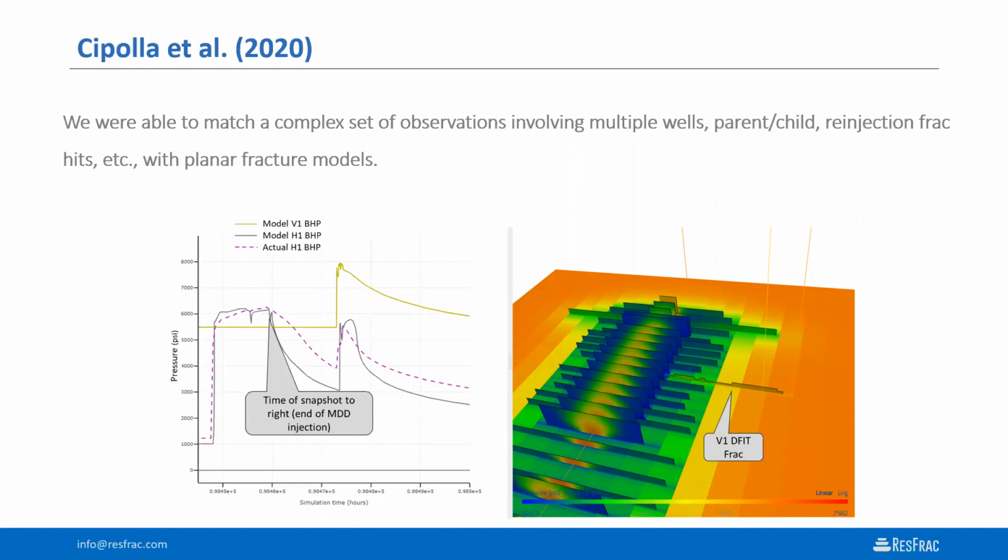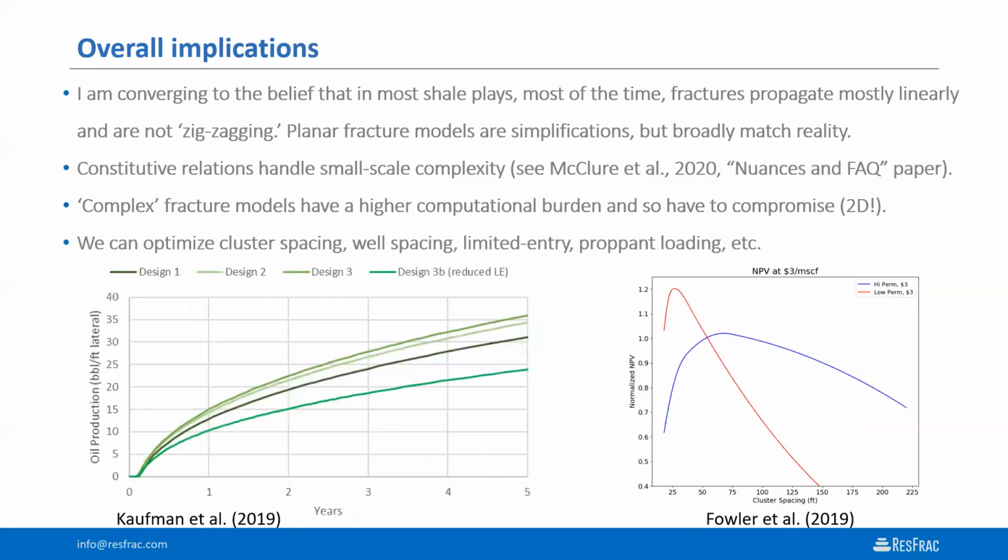And so really, I guess my point here is just that we have over and over and over managed to match data very successfully and very consistently, getting good results using a planar fracture model approach. So my personal perspective on this, I've converged to the belief, and I've changed my mind in the last 10 years, that in most shale plays, most of the time, fractures propagate mostly linearly, and they do not have a zigzagging pathway. Planar fracture models are certainly simplifications, but they broadly match reality when you zoom out to reservoir scale and you use constitutive relations to handle the small-scale, sub-model scale effects of different processes.